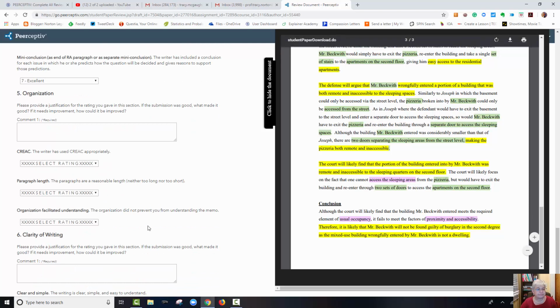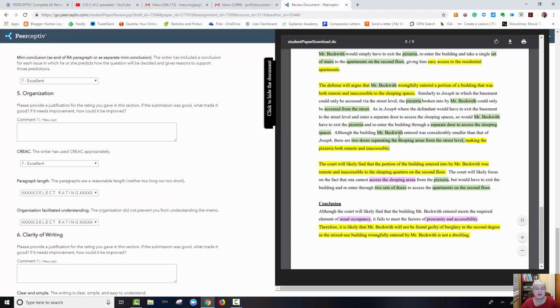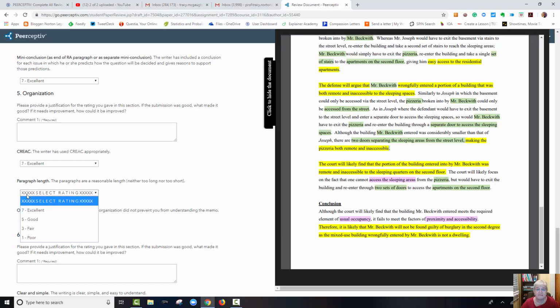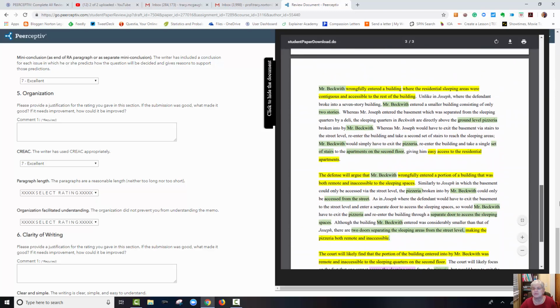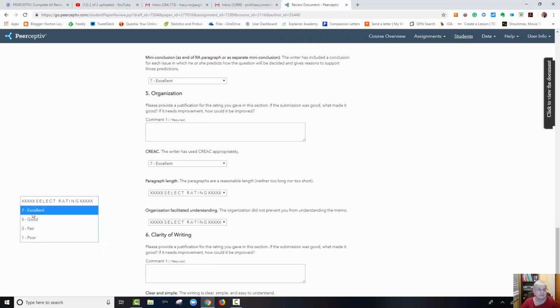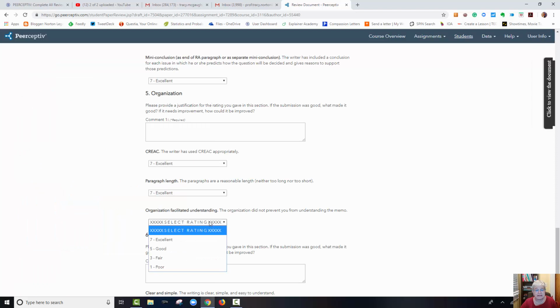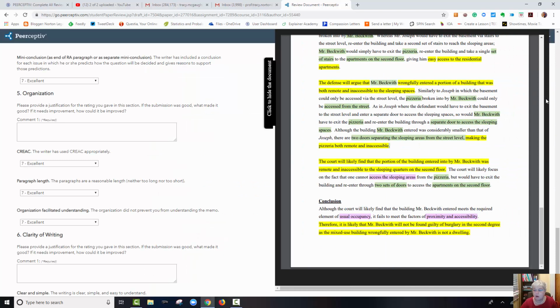Okay, organization. The writer has used CREAC appropriately. Absolutely. This is a really nice clustered organization. The author does a very nice job of this. And this is very similar to what I drafted. Paragraph length. Again, the paragraph length is nice. Not too long, not too short. You got a reasonable number of paragraphs on each page. Generally 2 to 3 is what you're going for, but some of these are a little bit smaller, so it's okay. So I would say paragraph length is excellent. Organization facilitated the understanding. Yes, I think it did. I think the way that it was clustered helps the reader understand the relationship between those factors.